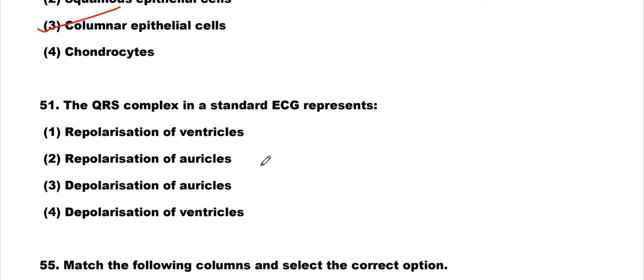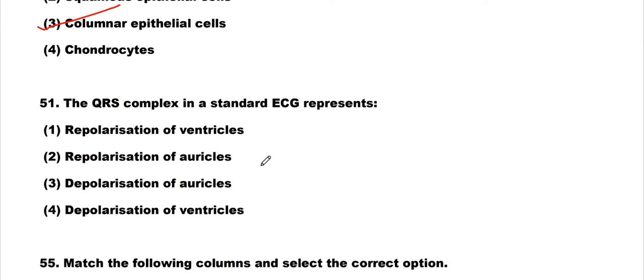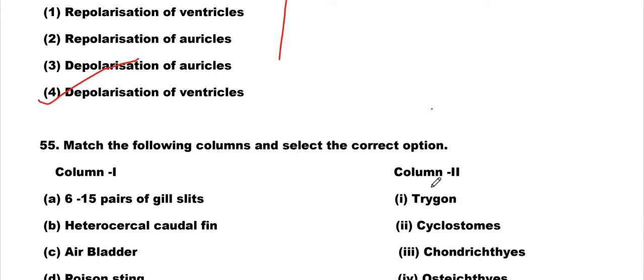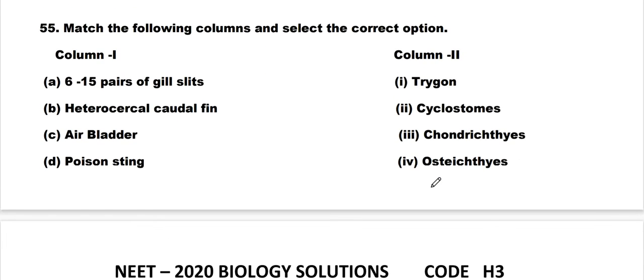Next, the QRS complex in a standard ECG represents. This is a straight away question where it denotes the depolarization of ventricles. Next question. Match the columns and select the correct option. 6 to 15 pairs of gills. Whenever you come across this, always remember this is the character of cyclostomes. So for this, answer will be 2.